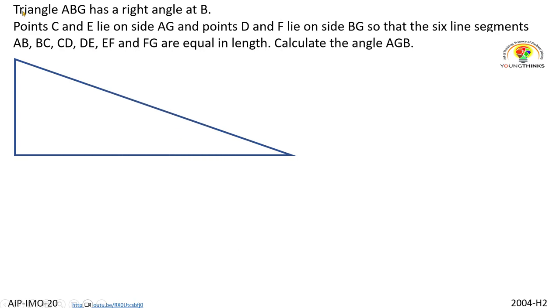So we'll make a triangle ABG, right angle at B. The points C and E lie on AG. On AG, you get point C and point E. And D and F lie along BG. So D and F are along the line BG. So that the six line segments AB, BC, CD, DE, EF, and FG are all equivalent. AB is equal to BC, is equal to CD, is equal to DE, is equal to EF, and also equal to FG. All these sides are equivalent.